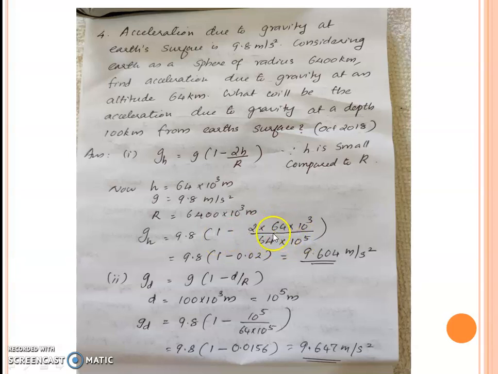Now we can cancel the 64 and 64. Here 10 raised to 5 is in the denominator and 10 raised to 3 in the numerator, so combining these we get 10 raised to minus 2. 2 into 10 raised to minus 2 is nothing but 0.02. Now g_h equal to 9.8 into 1 minus 0.02. By multiplying these two quantities, we get 9.604 meter per second square. From this, it is clear that the acceleration due to gravity decreases with altitude.